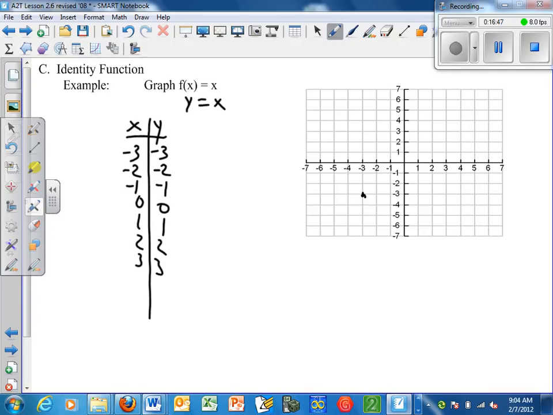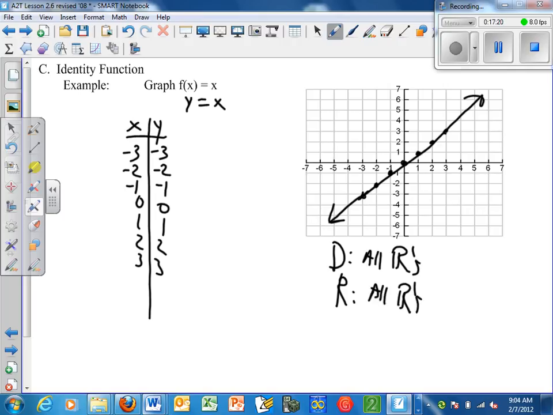If I graph these, negative 3, 3, negative 2, 2, negative 1, 1, 0, 0. So here's what your line, and this would be just a line then. This is called the identity because it splits the first and third quadrants in half. The identity because y is equal to x. Domain and range. This goes infinitely in the left and right direction, so the domain is all reals. The range goes infinitely up and infinitely down, is also all reals. So that's an identity function.